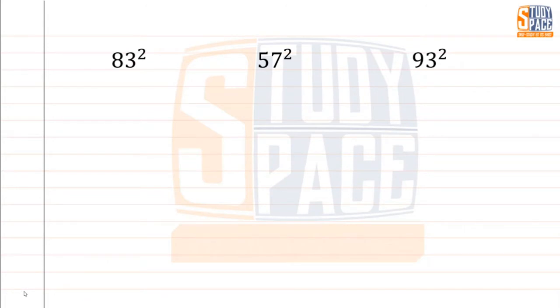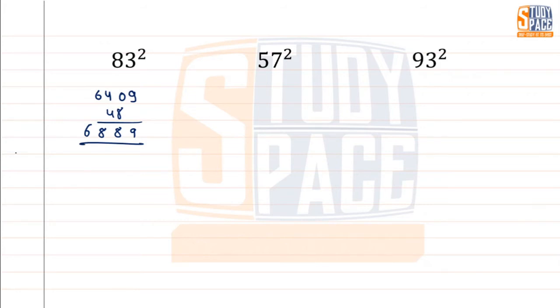Now let us start with our trick. I'll be solving a few questions in front of you. I won't be telling any trick. You just observe how I am solving, then after that I'll tell you how to do it with the trick. So if I start with 83 square, it will be 6889. I'll be telling you the trick quickly. You just keep a hold on the video.